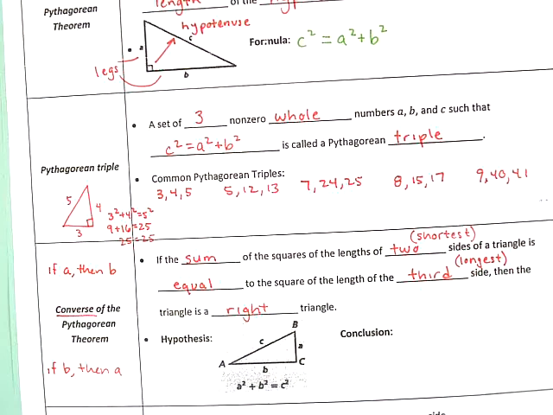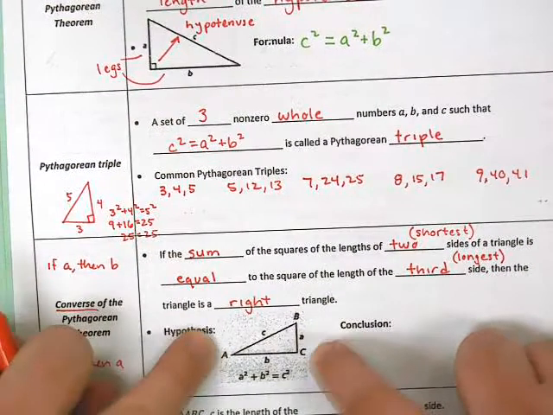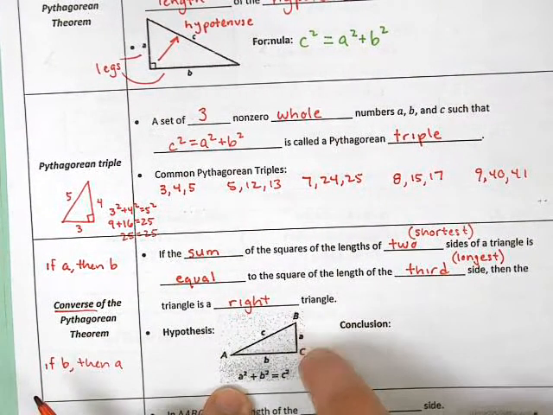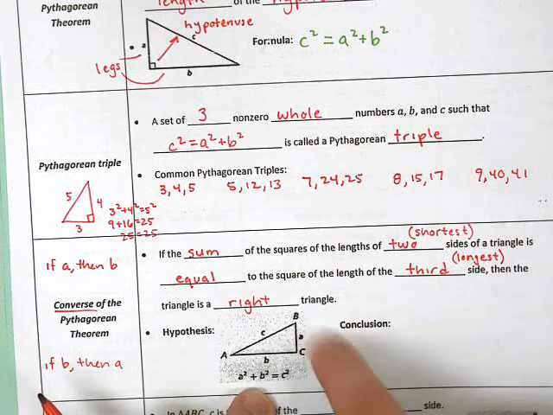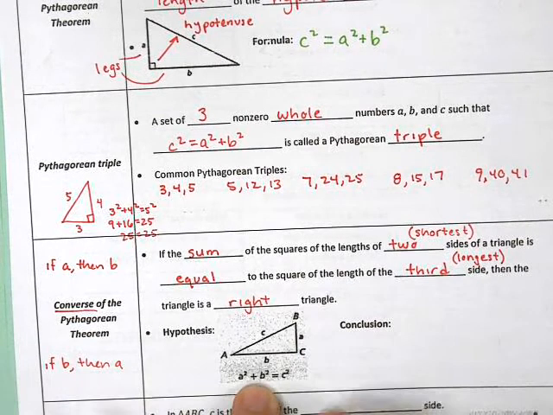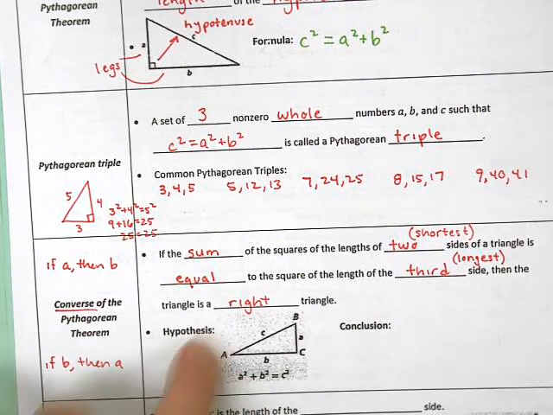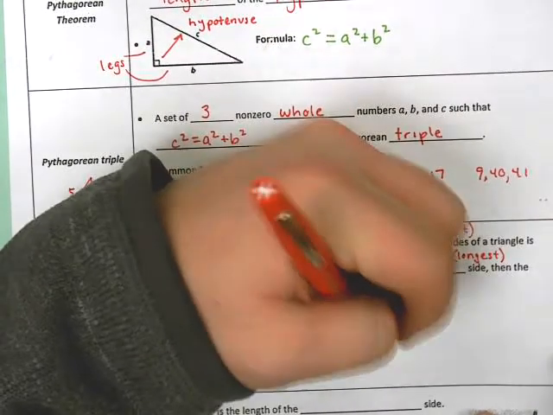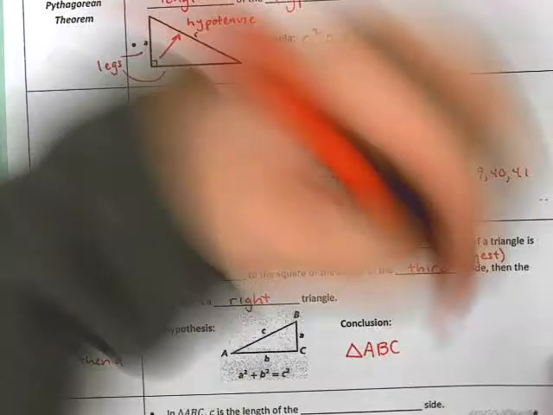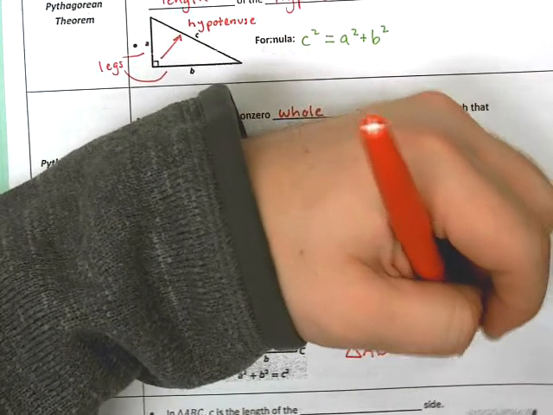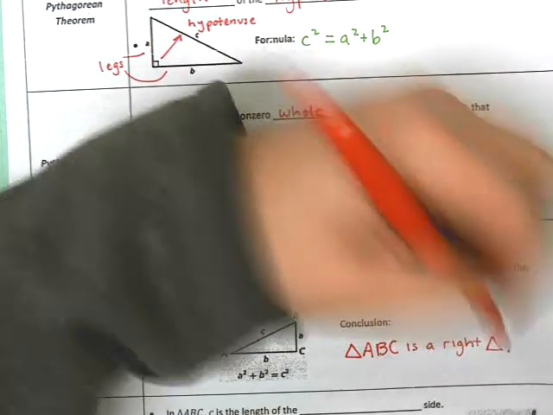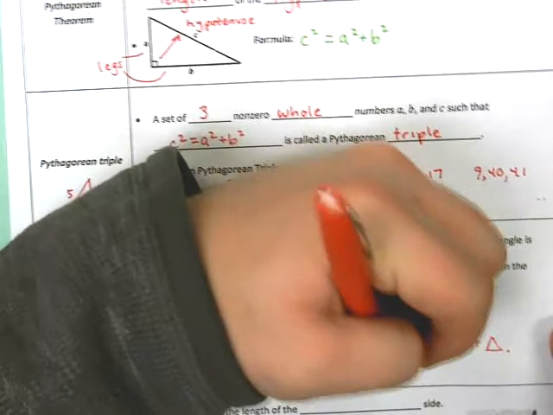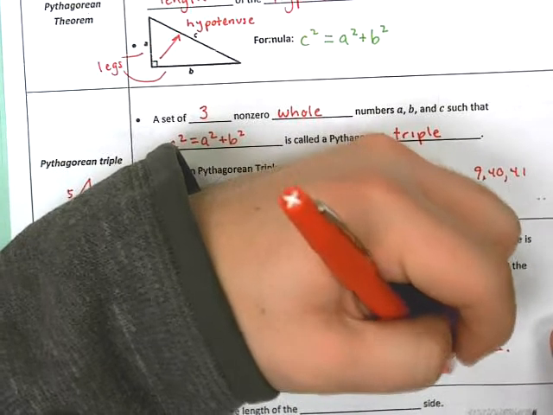then the triangle is a right triangle. So we look at this picture, we have A and B and C, and it's telling us that a side squared, plus this other side being squared, is equal to the third side being squared. So we can say triangle ABC is a right triangle. We also can say that angle C is a right angle.